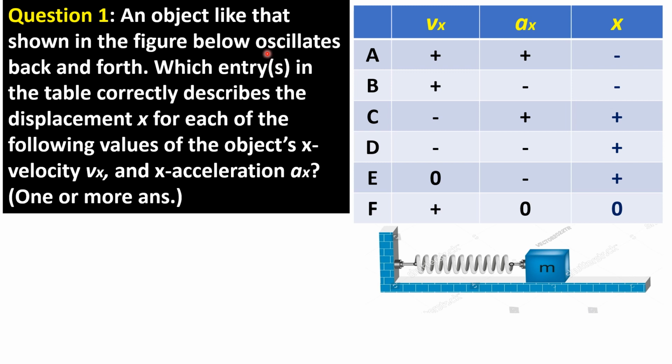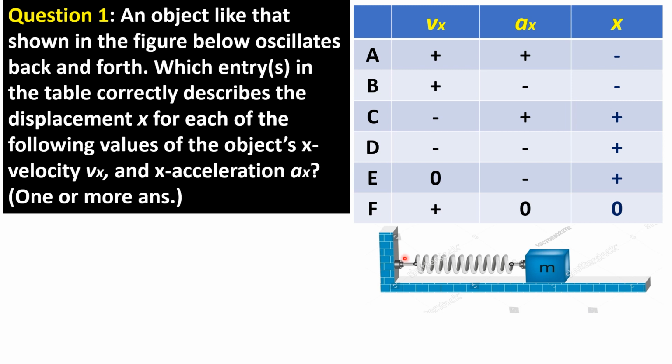Question number 1. An object like that shown in the figure oscillates back and forth. Which entry or entries in the table correctly describes the displacement x for each of the following values, the object's x velocity or v sub x and x acceleration or a sub x? We need one or more answers.